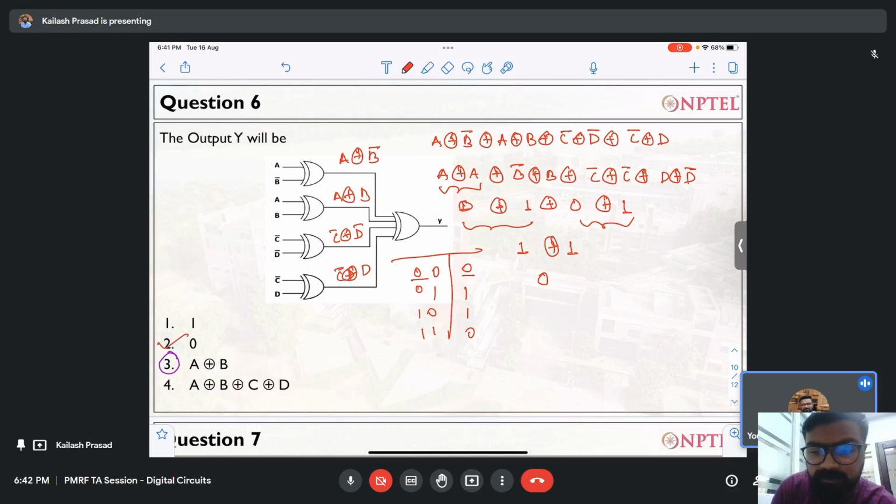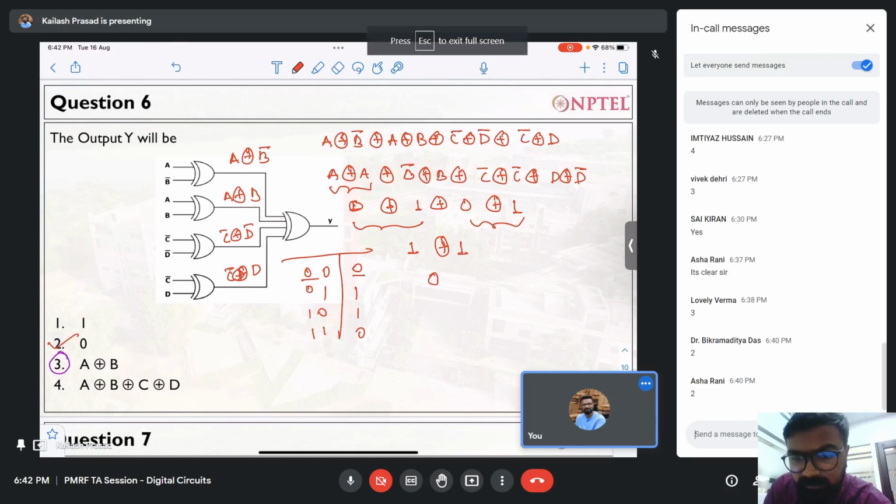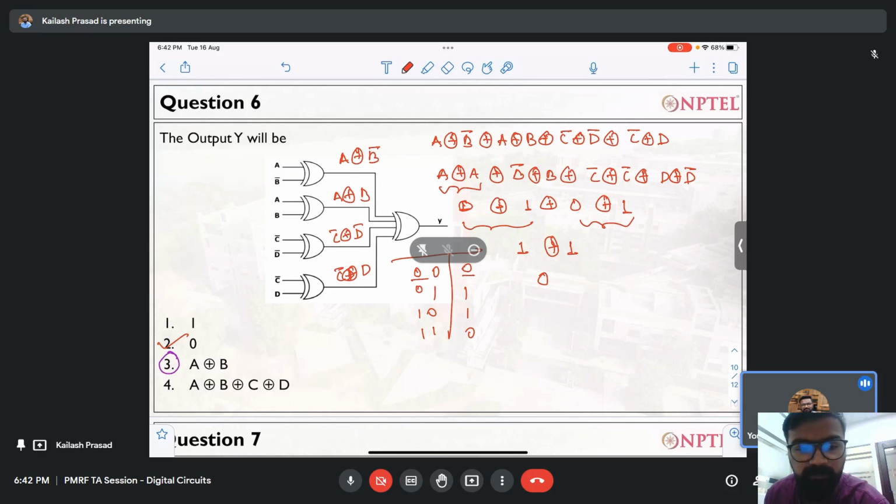I think 2 of the students have given the answer. Vikramaditya and Asha Rani, good job. But this is how we approach this question. Very simple. Any questions? What about others? I believe we have 37 students in the class, but only 2 or 3 are responding. Yes, sir.